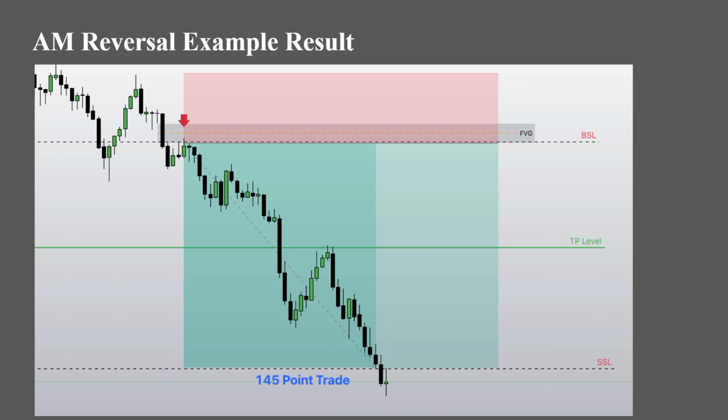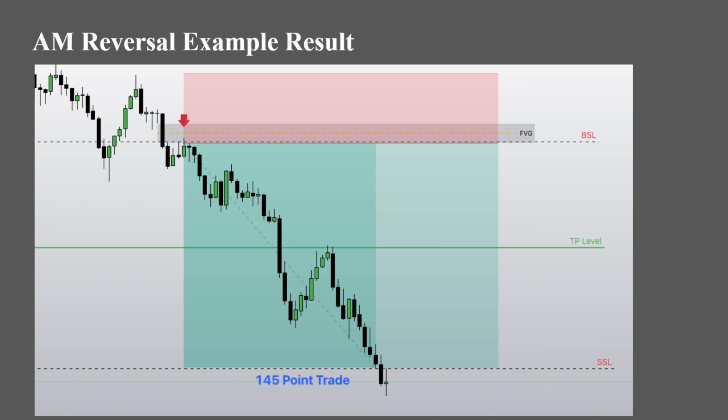Now, as you can see, when you enter the trade, you face little to no drawdown. Price goes 145 points straight down to sell side liquidity. Along the way, price respected the bearish PD arrays throughout the trade. That is what you want to see. You want to see price disrespect opposing PD arrays and respect PD arrays in your favor. You can see along the trade, several fair value gaps formed, and they were respected.